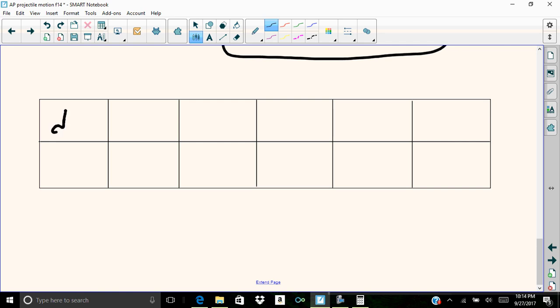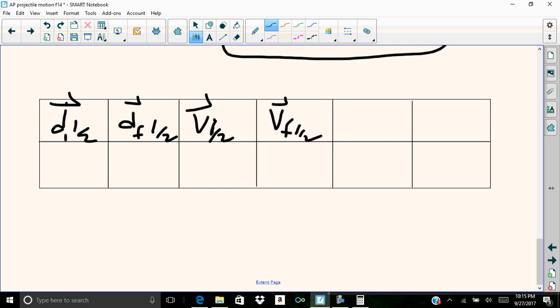So now I have my initial position halfway, my final position halfway, my initial velocity halfway. It's actually the halfway velocity. My final velocity halfway, g, and my time halfway. I put the halfway just to make sure I remember that I'm only going halfway. Okay, now there's some tricks here.